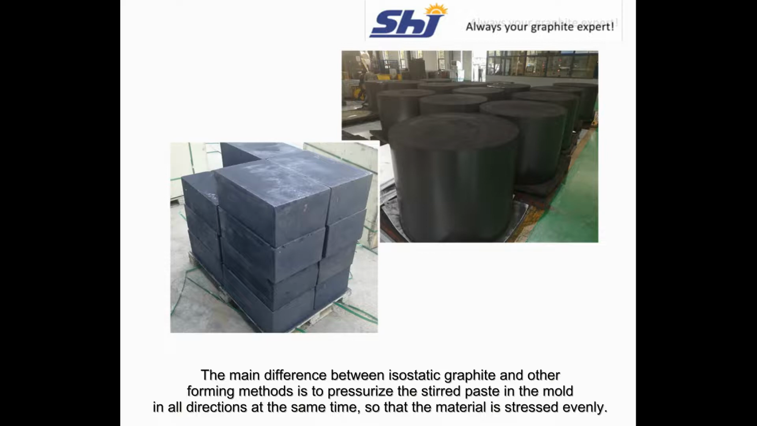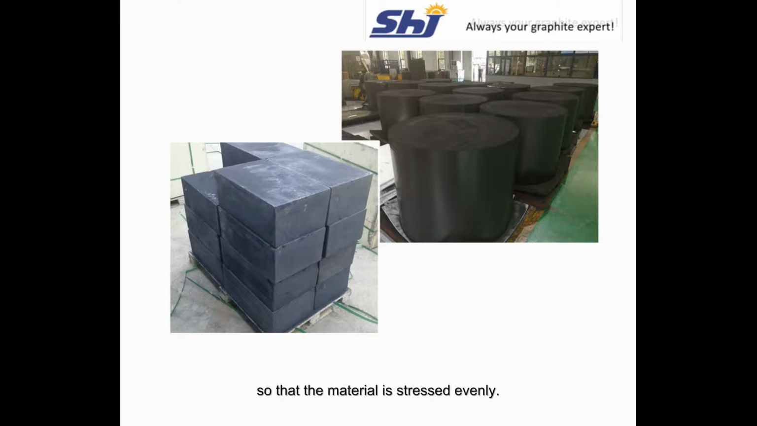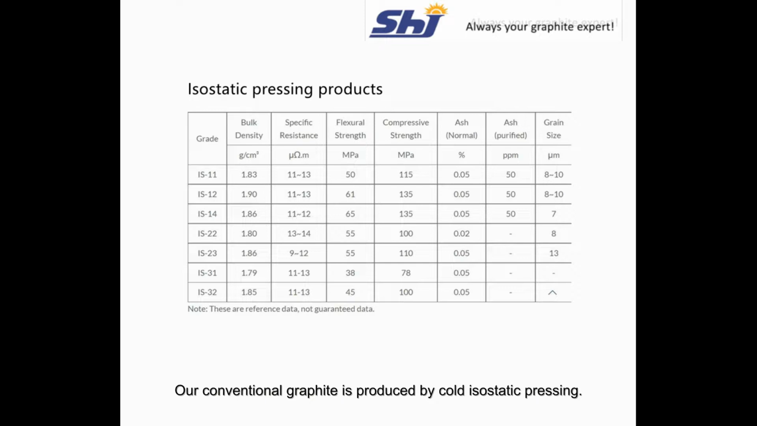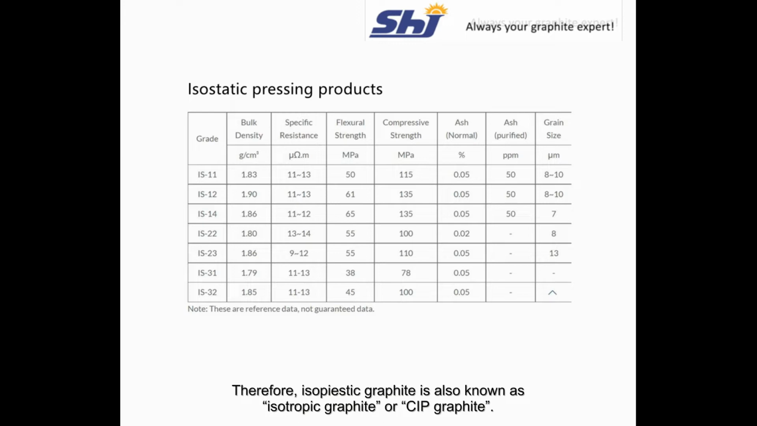The main difference between isostatic graphite and other forming methods is to pressurize the stirred paste in the mold in all directions at the same time, so that the material is stressed evenly. According to different forming temperatures, isostatic pressing can also be divided into cold isostatic pressing, warm isostatic pressing, and hot isostatic pressing. Our conventional graphite is produced by cold isostatic pressing. Therefore, isostatic graphite is also known as isotropic graphite or CIP graphite.